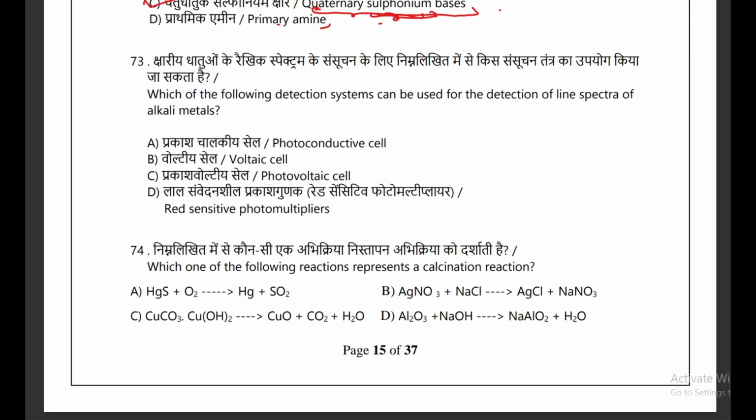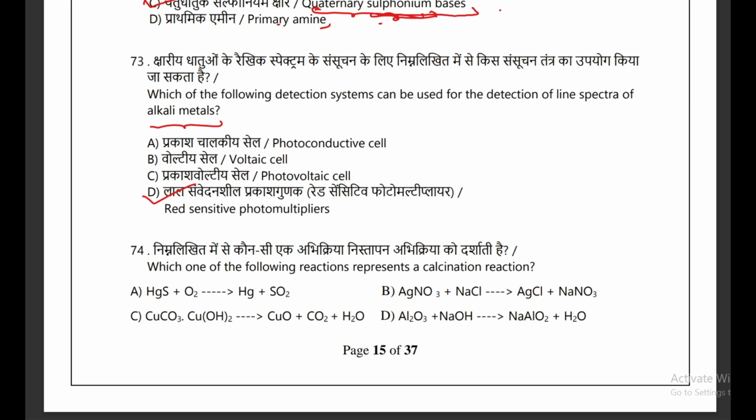In the next question, which of the following detection systems can be used for the detection of line spectra of alkali metals? So they are providing you four options: photoconductive cell, voltaic cell, photovoltaic cell, red sensitive photomultipliers. So in this question your correct answer is D option, that is red sensitive photomultipliers.